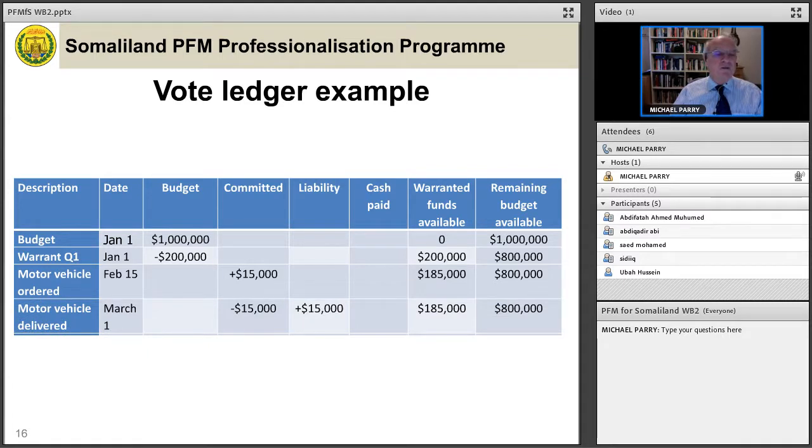On the 1st of March, the motor vehicle is delivered and you receive the bill. That $15,000 now moves from the committed column to the liability column. It's no longer a commitment, it becomes an actual liability. So you must take it out of the commitment column and put it in the liability column. This does not change the budget, the warranted or the budget funds available. It simply moved from a commitment to a liability, but it now becomes an accounting liability. So this is the first stage in which it would be entered in your accounting system if you are using accrual accounting.